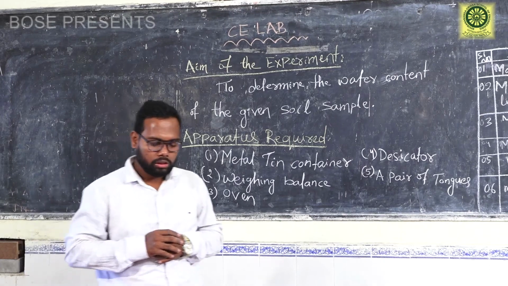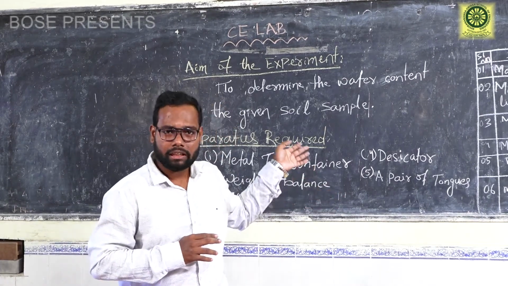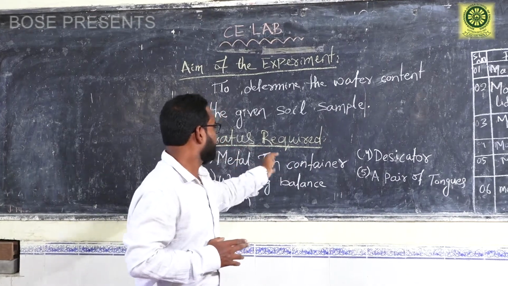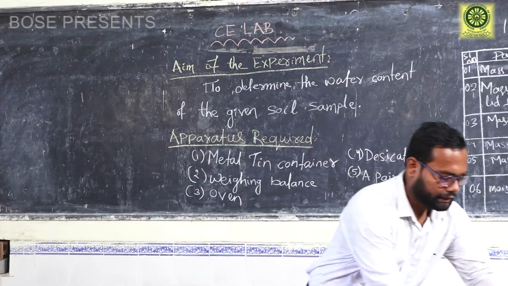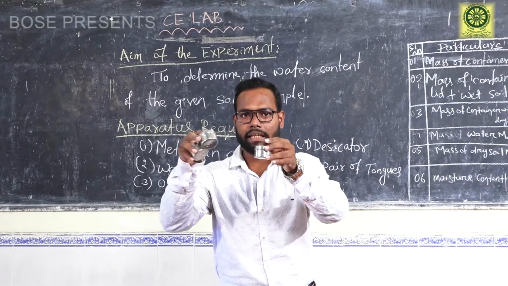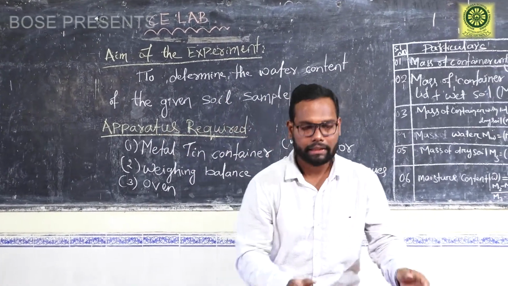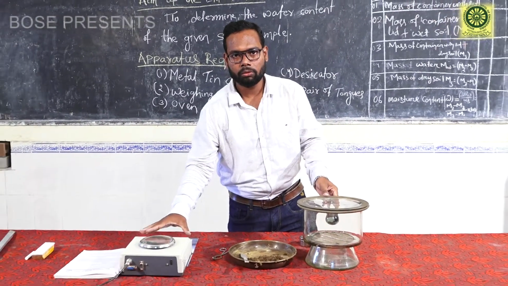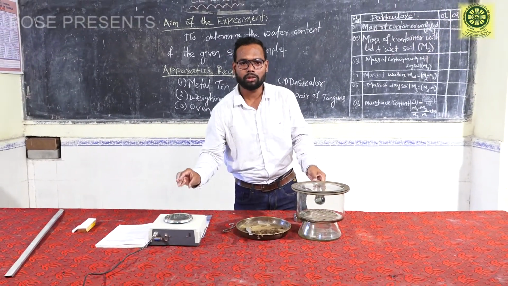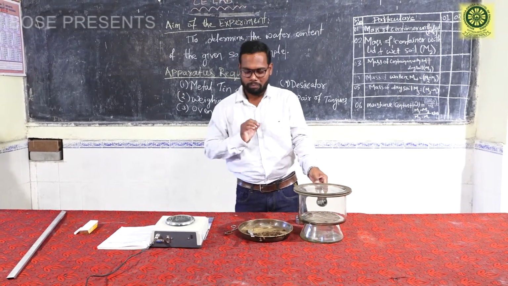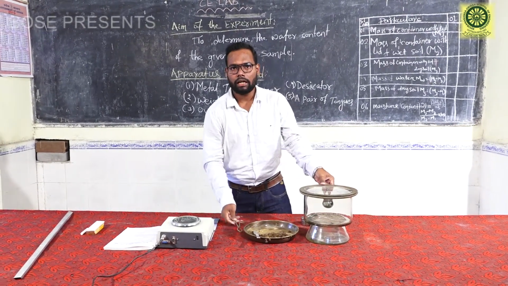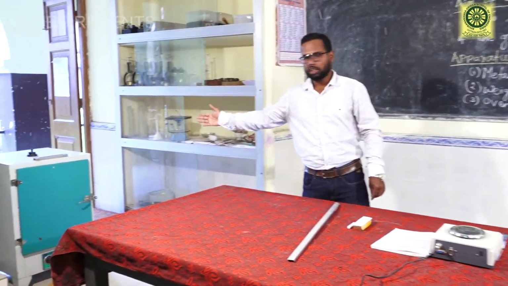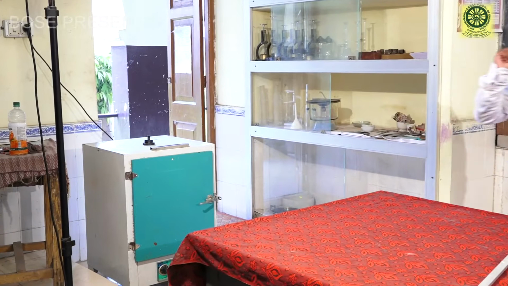Okay. So now come to the apparatus required for this experiment. The apparatus required are a metal tin container, a desiccator, and a weighing balance which measures accuracy up to 0.04% of the weight, a tongue, and a thermostatically controlled oven.